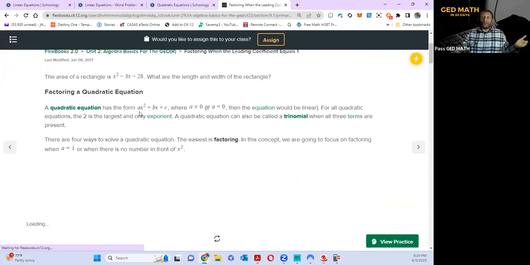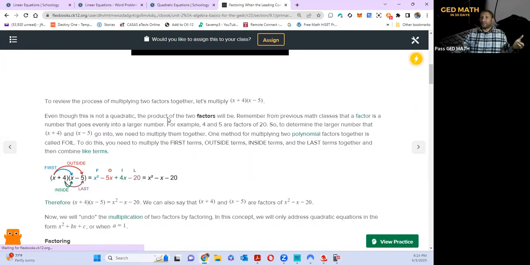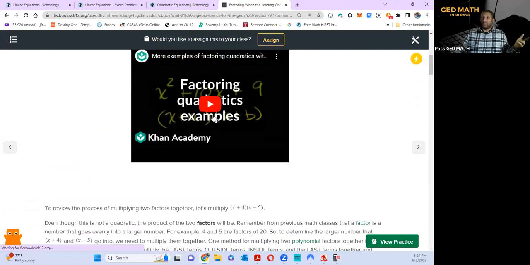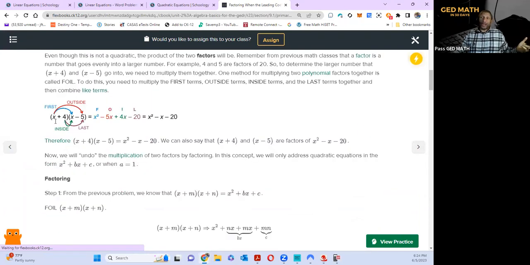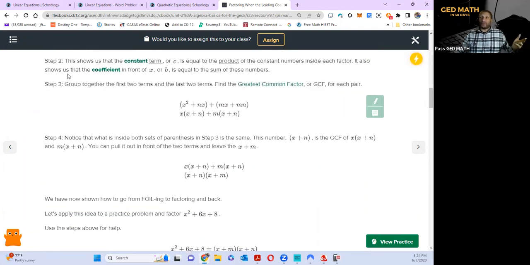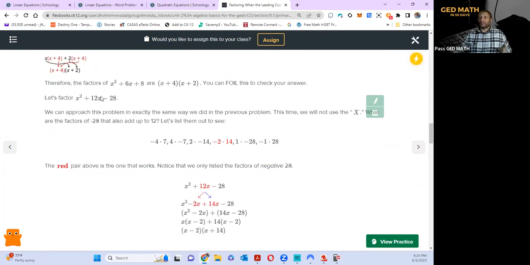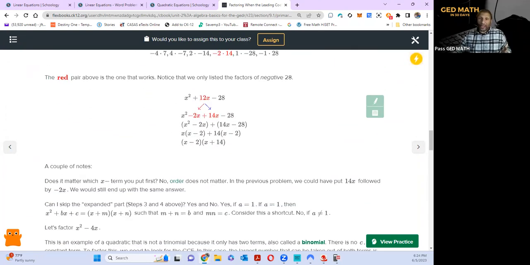Remember I told you the standard form of a quadratic equation, x squared plus bx plus c. Look at that. You got a video. It's telling you how to multiply binomials. It's telling you how to factor it. It's telling you to find your factor pairs. But also, when you finish, you've got additional practice down here.